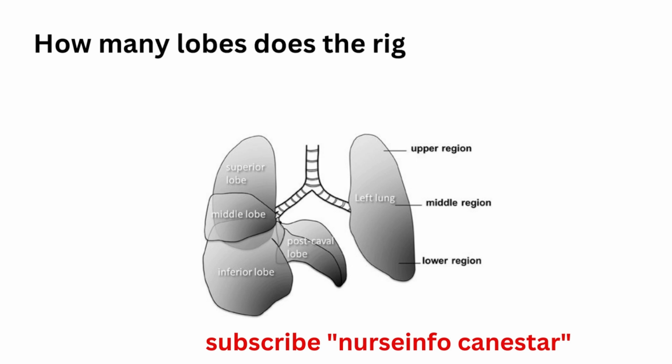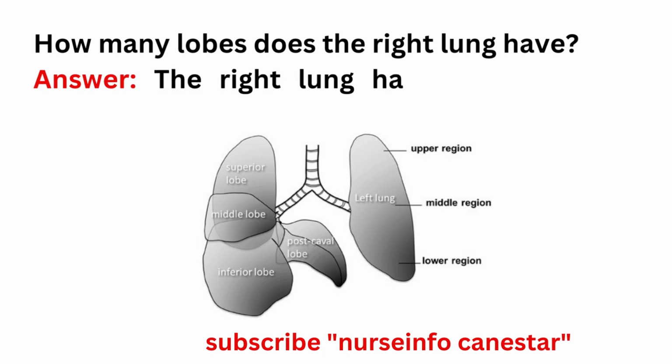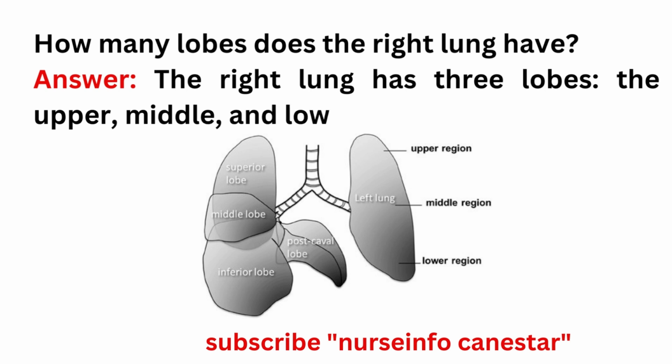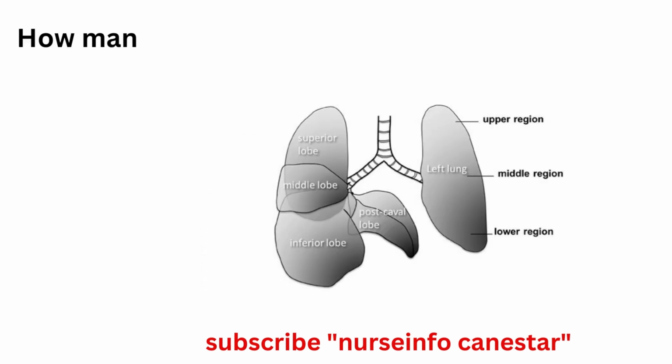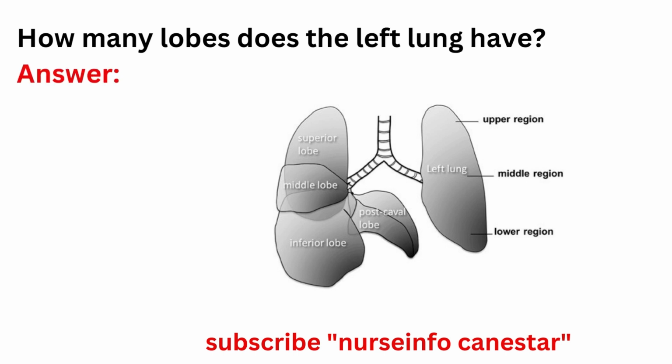How many lobes does the right lung have? Answer: the right lung has 3 lobes, the upper, middle, and lower lobes. How many lobes does the left lung have? Answer: the left lung has 2 lobes, the upper and lower lobes.